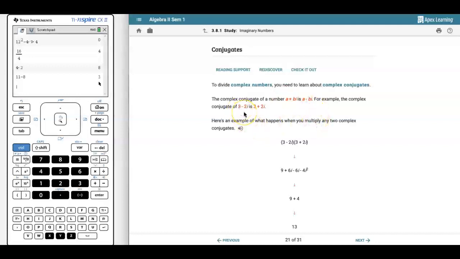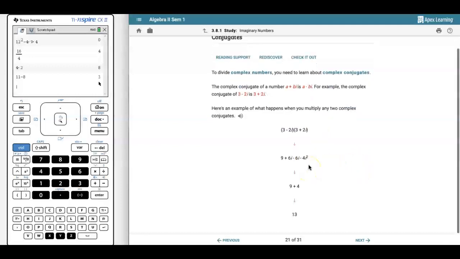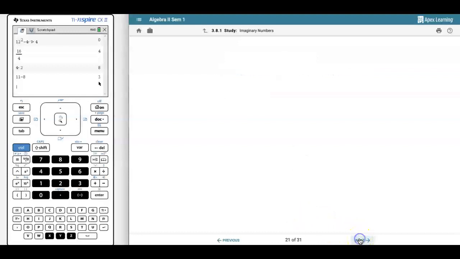So 3 minus 2i, its complex conjugate is 3 plus 2i. And what happens is when we follow the same process and we FOIL out our two complex conjugates, that middle value, which would usually be our bi, actually gets canceled out. And then when we replace our i squared with the -1, we are able to get a solid value out. So with complex conjugates, we're able to cancel out and get a real value.